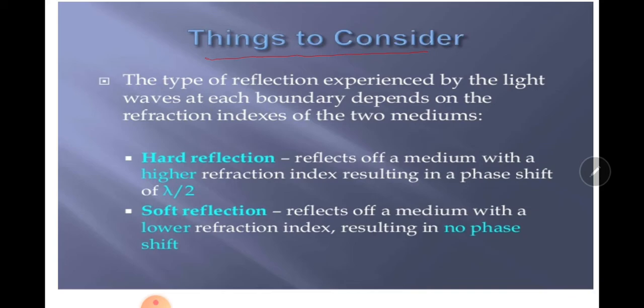This is the first one. The second is soft reflection. Reflection from a rarer medium: no phase change will take place. Reflecting off a medium with a low refractive index results in no phase shift, which means the phase difference produced is 0, and a phase difference of 180 degrees will be produced when reflection takes place from a harder medium.